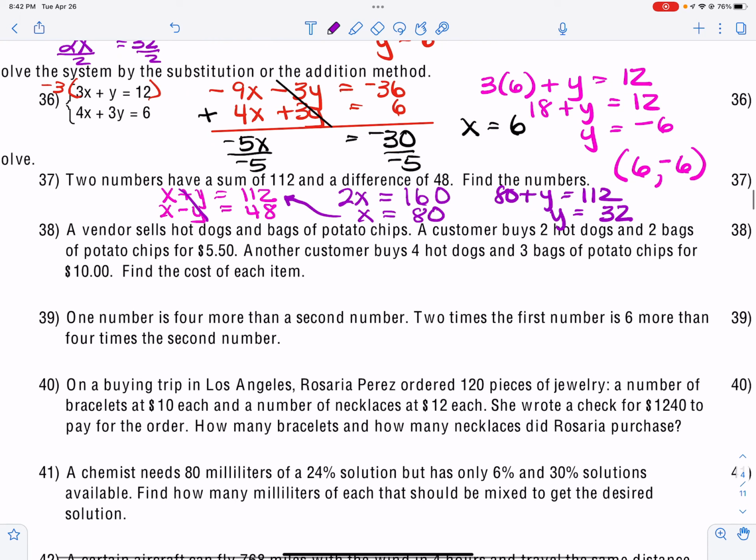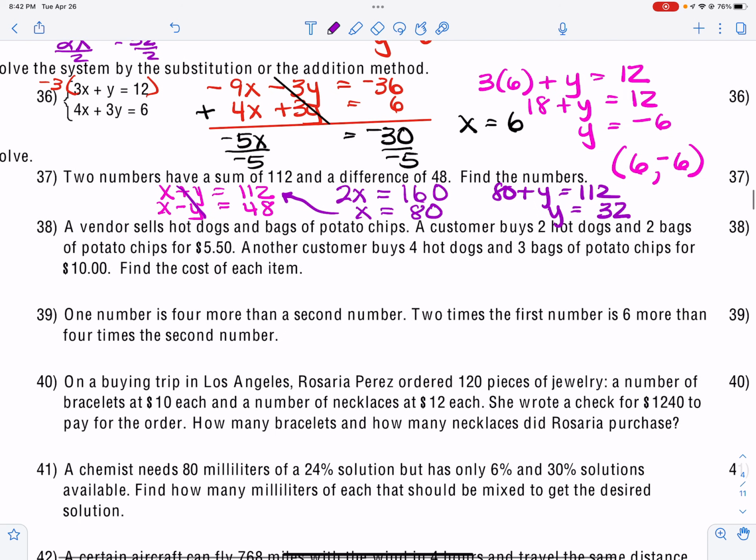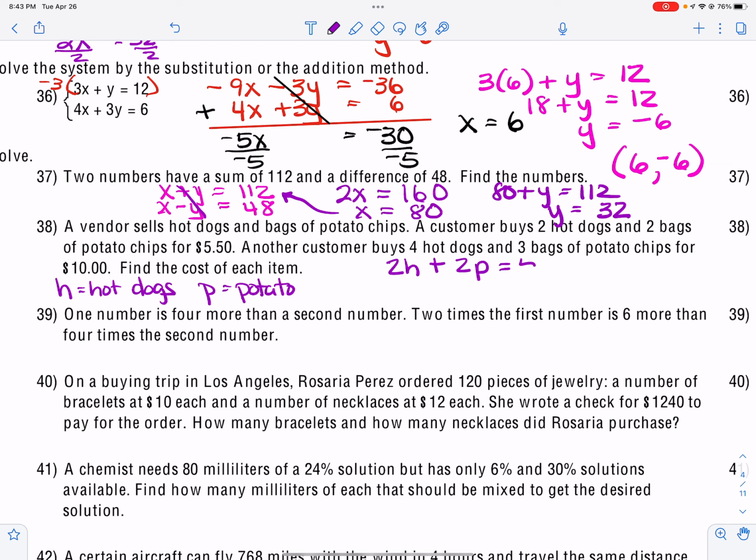On the next one, we've got hot dogs and bags of potato chips. So I'm going to use H for hot dogs. And I'm going to use P for potato chips. And so it says a customer buys 2 hot dogs and 2 bags of potato chips for $5.50. And then another customer buys 4 hot dogs and 3 bags of potato chips, and that's equal to $10.